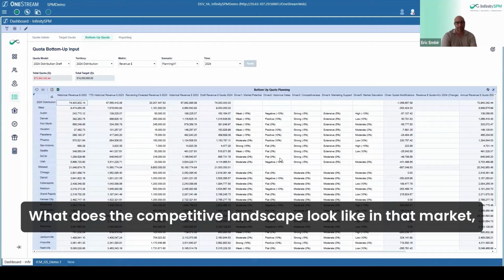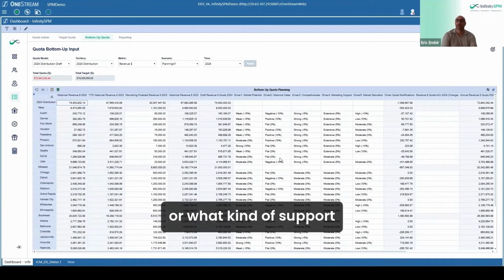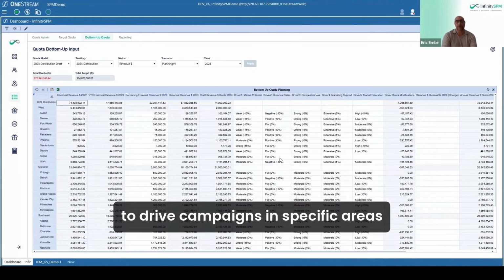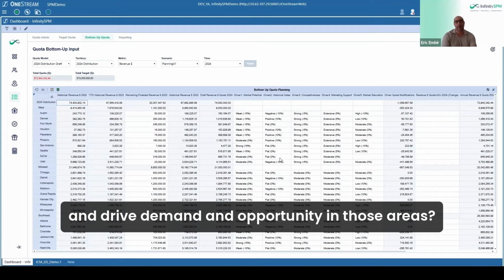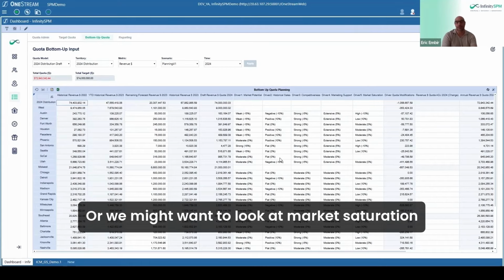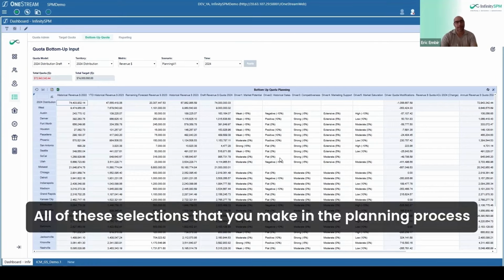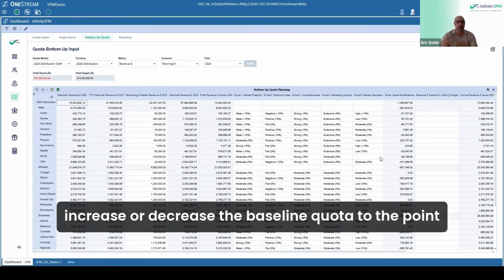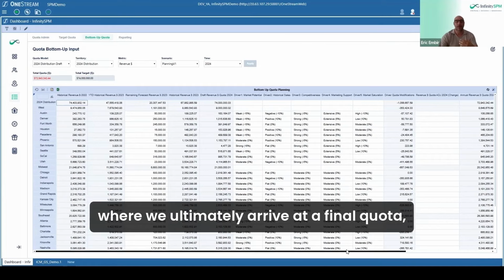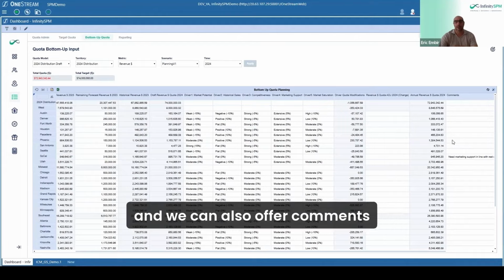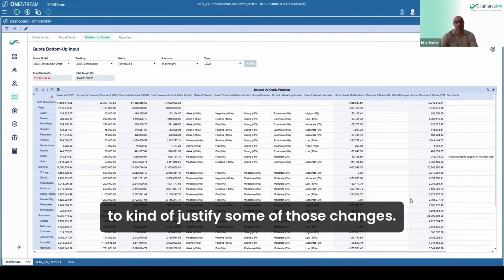What does the competitive landscape look like in that market? Or what kind of support are we going to get from the marketing department to drive campaigns in specific areas and drive demand and opportunity in those areas? Or we might want to look at market saturation as another lever that we explore as well. All of these selections that you make in the planning process increase or decrease the baseline quota to the point where we ultimately arrive at a final quota, which you can see over here. Now, of course, we can make discretionary manual adjustments on those quotas, and we can also offer comments to kind of justify some of those changes.